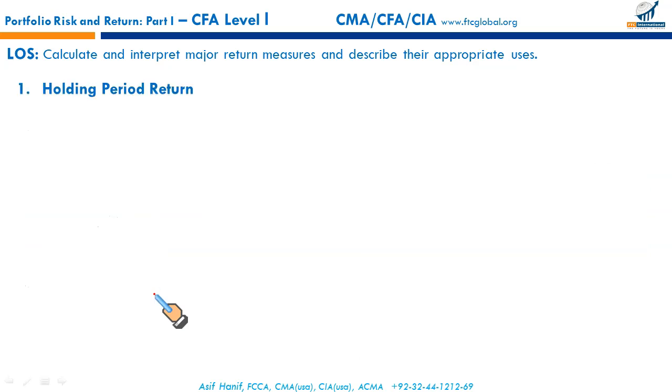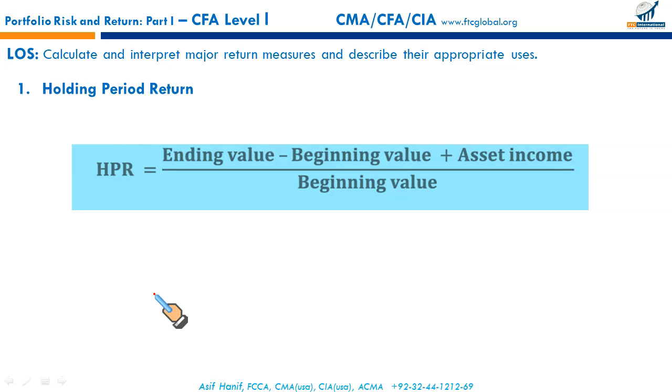Holding period return. Holding period return basically refers to the change in the value of an investment over the period it is held, and it is expressed as a percentage of the original invested capital. So here you can see the formula: ending value of the assets you hold minus beginning value plus any income generated by the asset, of course dividends or interest, divided by the beginning value.